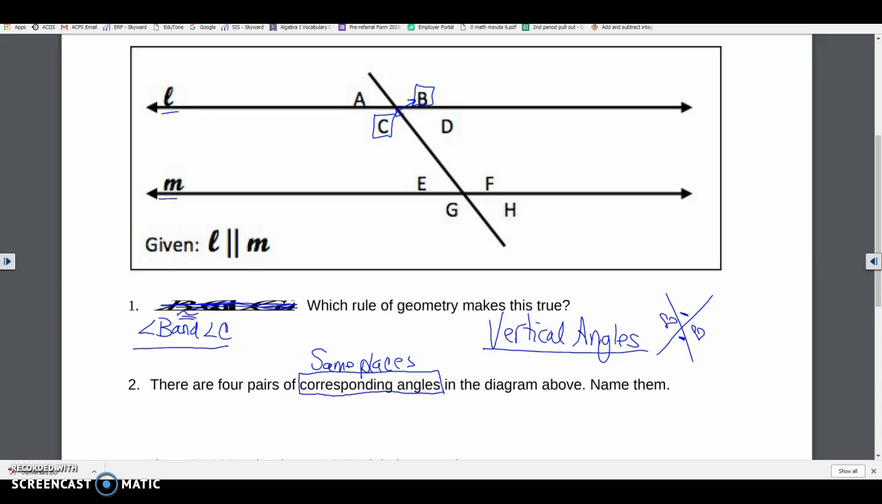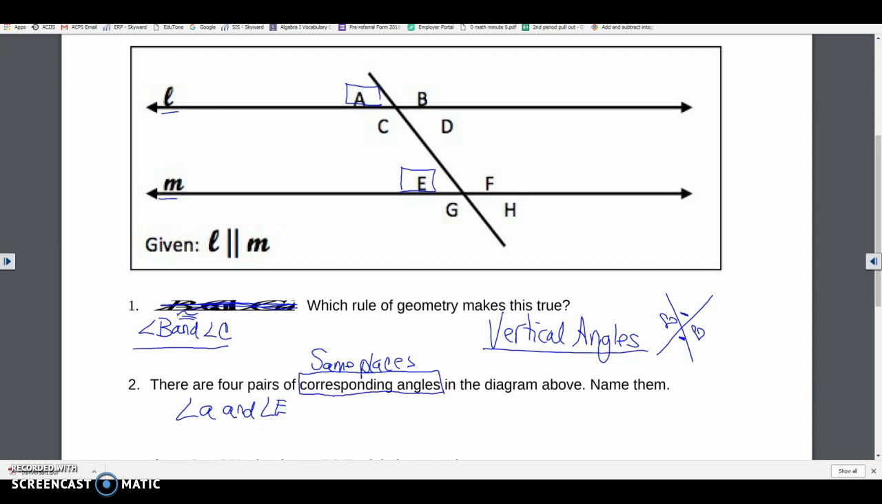Well, we have line L and line M. Is it A and E and B and F? So we have A and E, yes, good job. Because angle A on line L is the angle on the top left, and on line M, E is also the angle on the top left. So you have angle A and angle E.